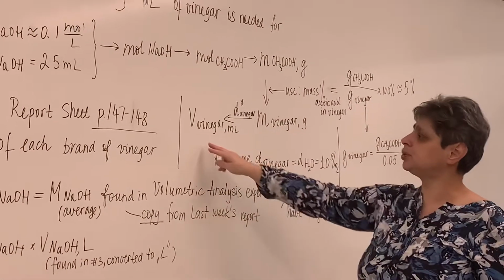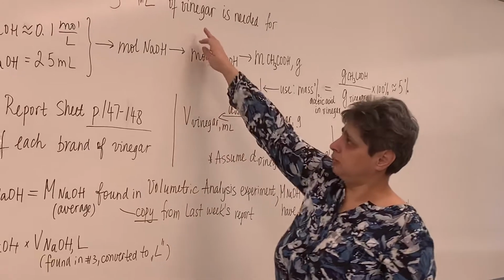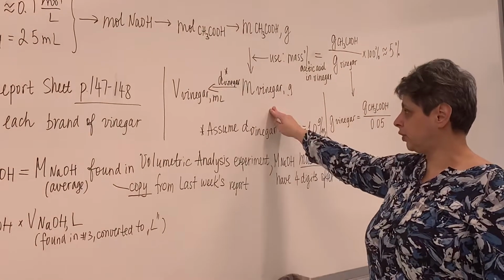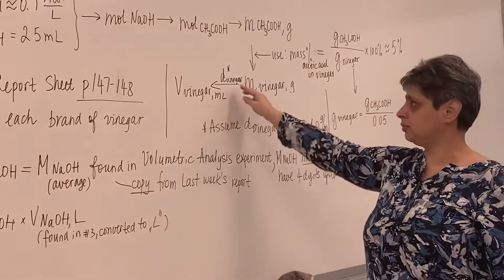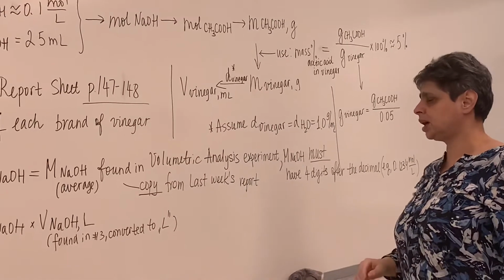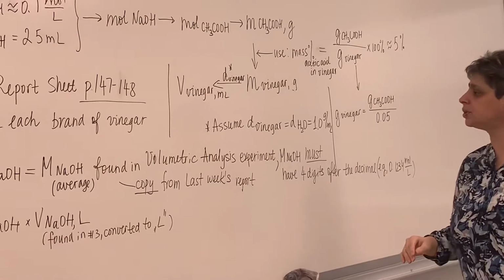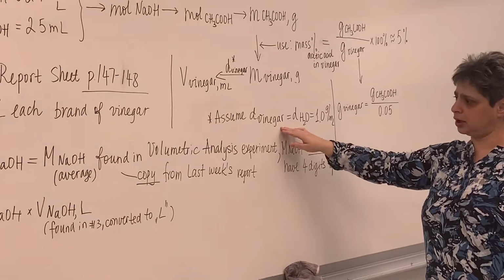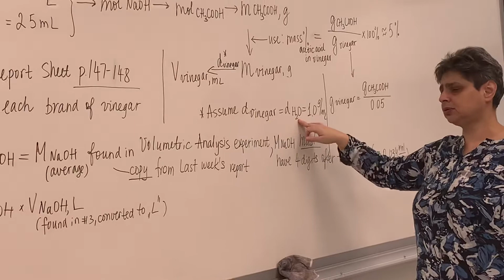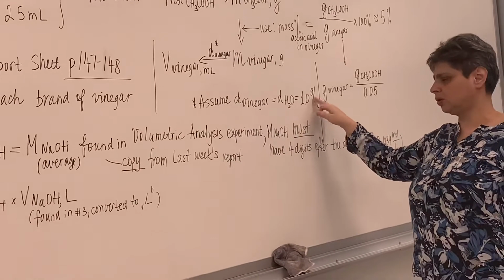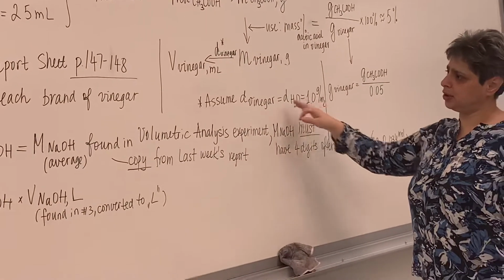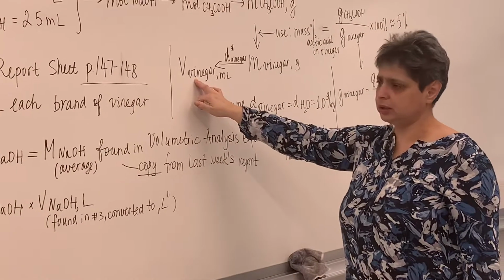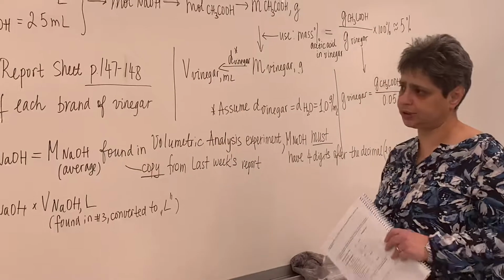and then the last step is to go from mass of vinegar in grams to its volume. Remember, we need to find out volume, not mass. So how do we convert mass of substance to its volume? Well, we need to know density. Another assumption we're making here, which is a fair assumption, of course, is that because vinegar is 95% water, we can assume that its density is equal to that of water, 1.0 grams per milliliter. So that allows you to finally find volume of vinegar that is needed for the titration.